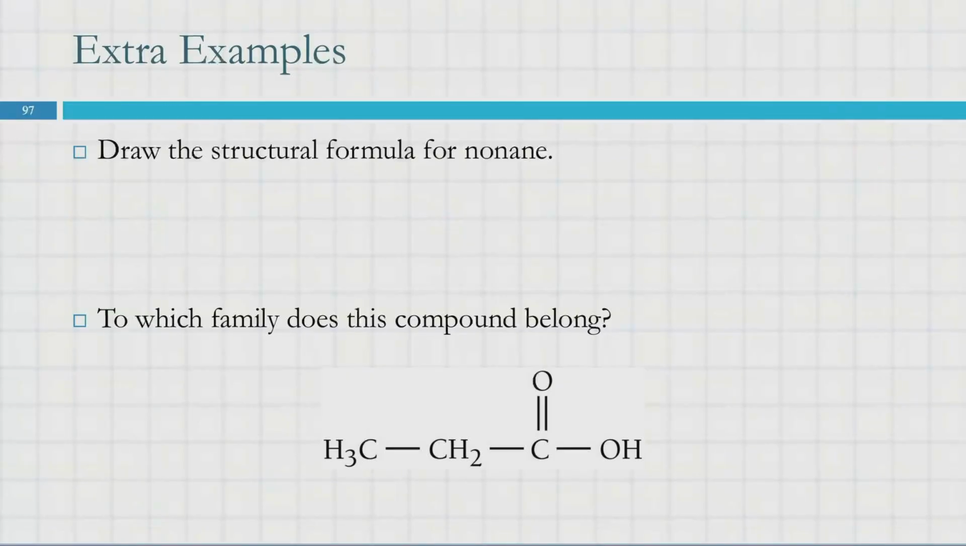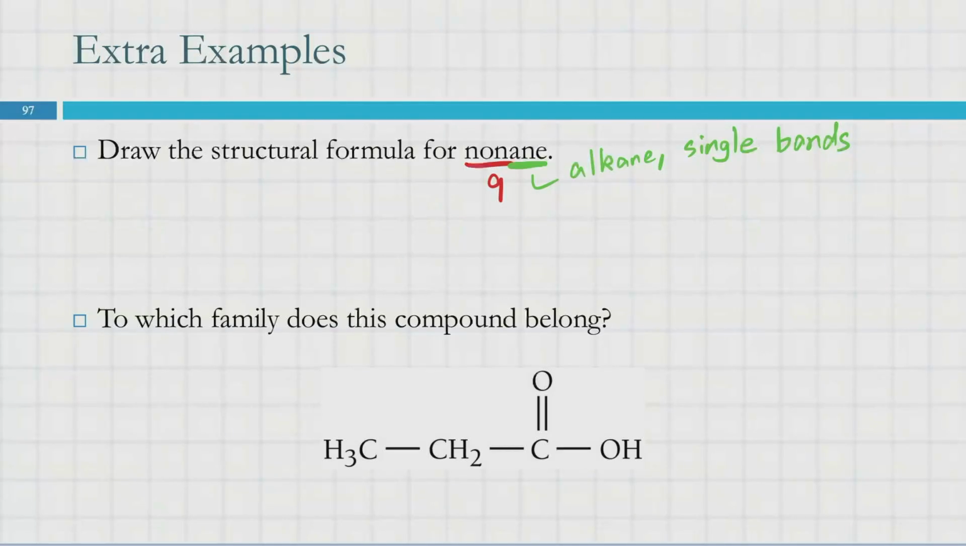All right, so before we wrap up the lecture for today, let's draw the structural formula for nonane. What does the non mean? Non for 9, and -ane means what? It's an alkane. Alkanes have only single bonds. One of the fun things about just saying nonane is we didn't specify n-nonane, so this could be any branched variety of nonane.